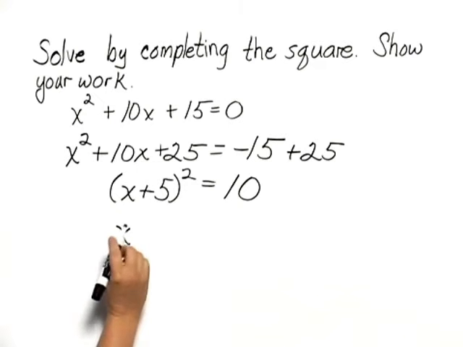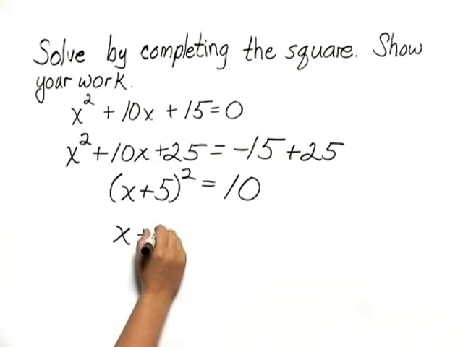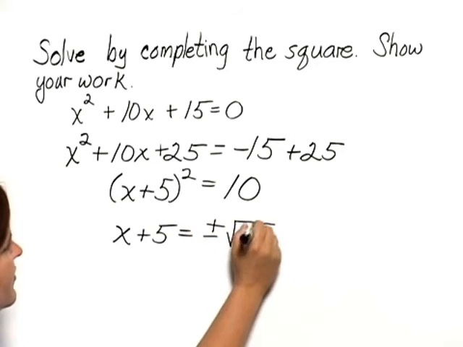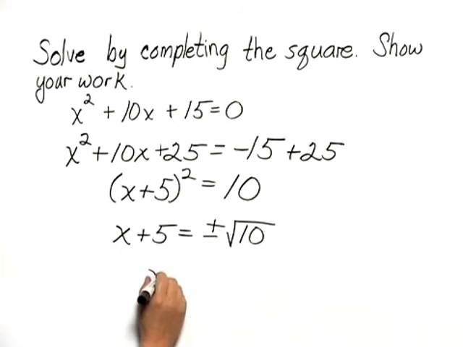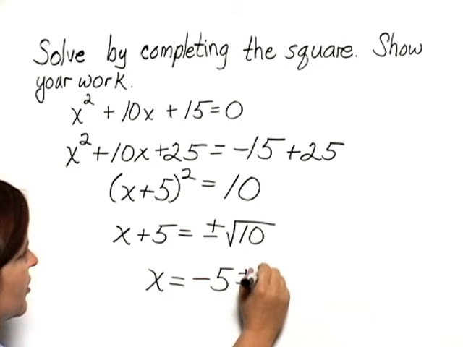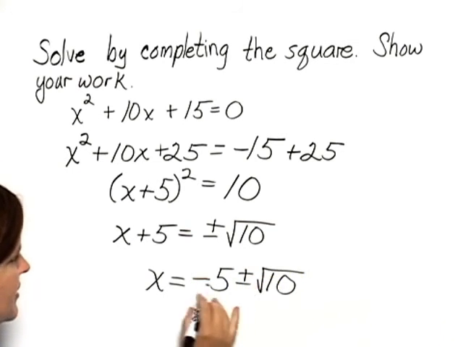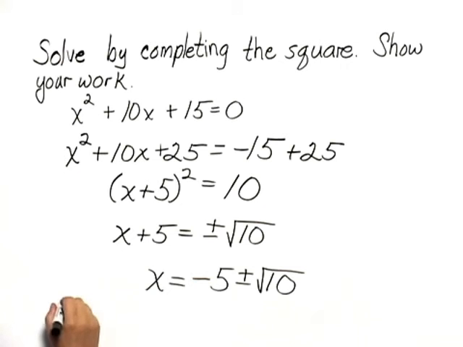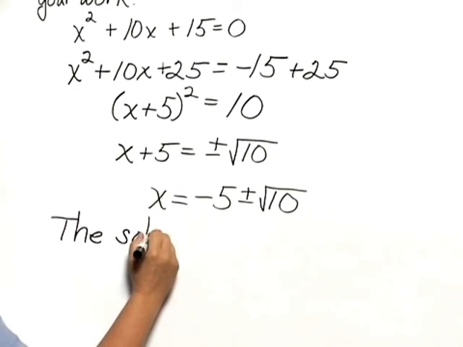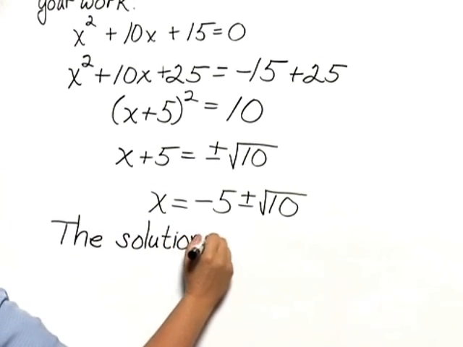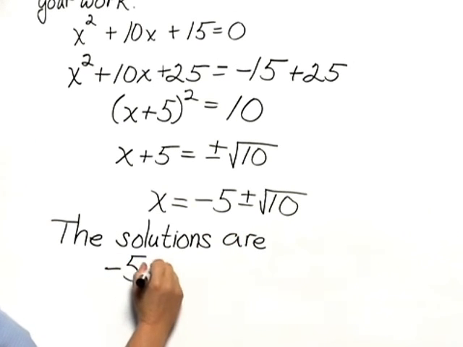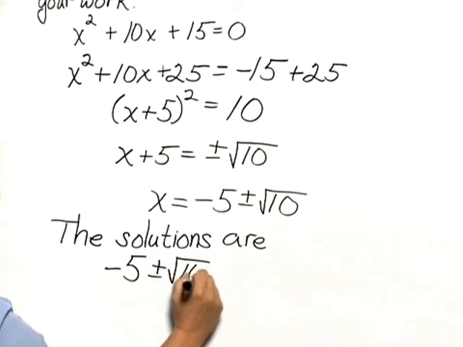Using the principle of square roots, we get x plus 5 equals plus or minus the square root of 10. And so adding negative 5 to both sides, x equals negative 5 plus or minus the square root of 10. Now this stands for two solutions, negative 5 plus the square root of 10 and negative 5 minus the square root of 10. So we can write that the solutions are negative 5 plus or minus the square root of 10.